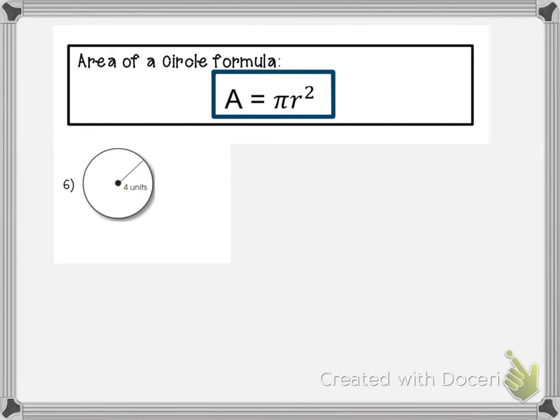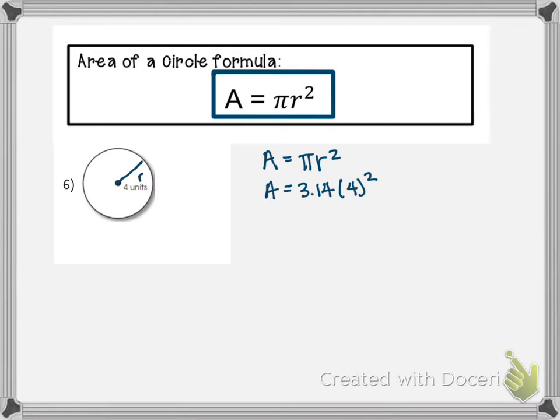We have a line going through the center, just going from the edge to the center, which makes this our radius. So then we're ready for our formula, A equals pi r squared. And we're going to plug in the values that we know. We know that pi is 3.14, and in parentheses, we know that radius is 4.